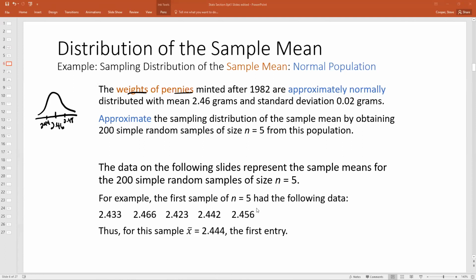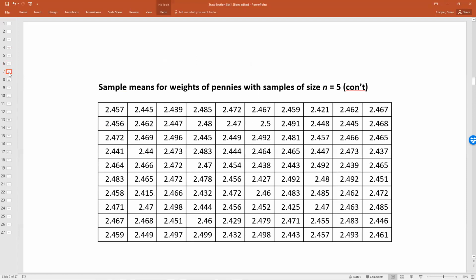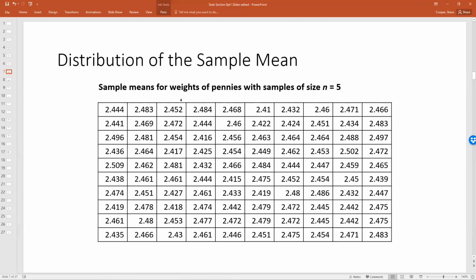Now if we look at some of the results of this, somebody went to a lot of trouble here. The first sample of n equals 5 had these values. So x bar, if these are the 5 penny weights, if I calculate the average of these 5, I get 2.444. Then I do that a bunch more times, and we end up with 200 different readings of sample size 5 average weights. None of these are individual penny weights. They're all averages of 5 penny weights at a time. So this represents a sample distribution of sample means with n locked in at 5.